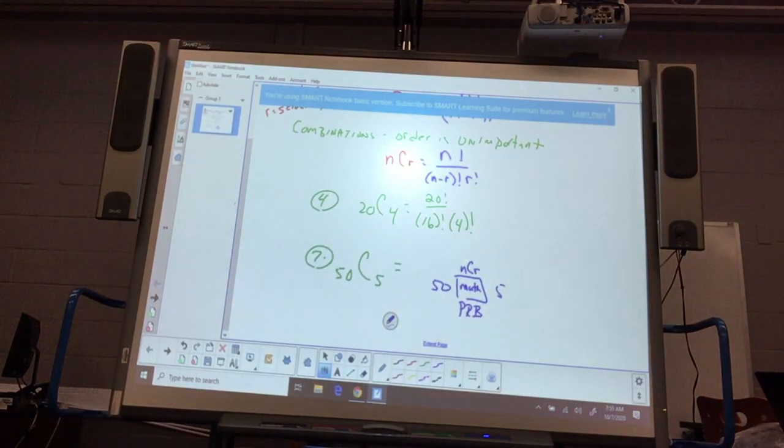Problem number 8, 50 tickets sold for $10. First ticket drawn gets 150, second is 100, third is 50, fourth is 25, and the fifth is 10. How many different ways of selecting the 5? This is combination or permutation, Kayla.